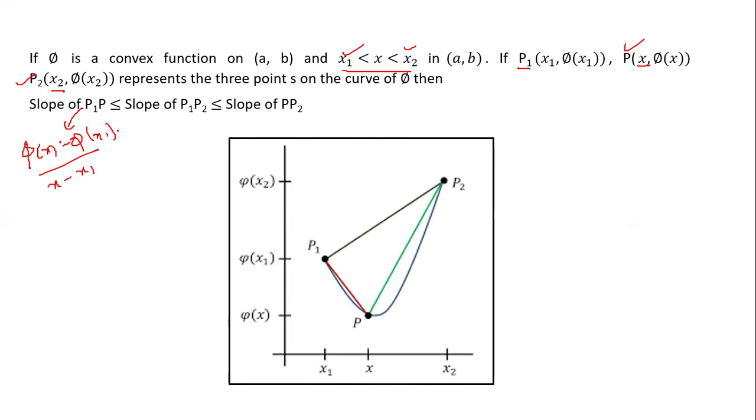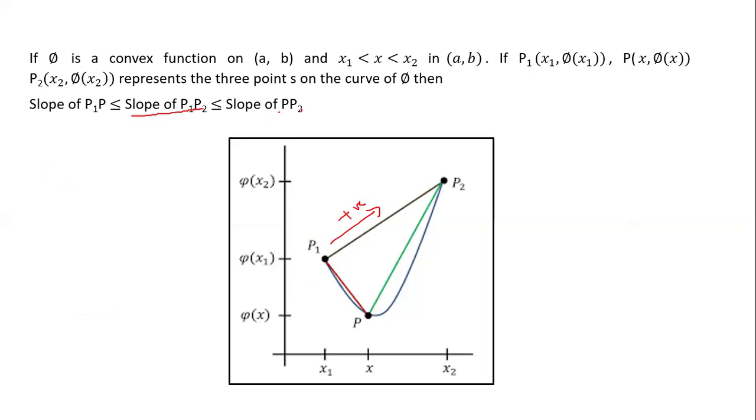As I have told you earlier, this term was the slope of the line joining x and x1. So this is the point with abscissa x, and this is the point with abscissa x1. You can see it has a negative slope, because it is moving downwards. And you can see it is less than the slope of p1p2, which is a positive slope, increasing.